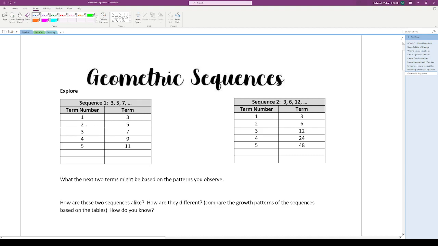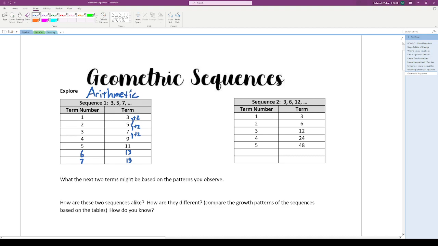Okay, so our first sequence, we have term number 1, 2, 3, 4, 5, and we just go to the next two terms, 6 and 7. And the pattern that we can see, 3, 5, 7, 9, 11, is that we're going plus 2 at each step. So plus 2, plus 2, plus 2. So to continue on to the next two, we'll get 13 and 15. So this, remember, is called an arithmetic sequence. Arithmetic means we're adding the same thing at each step.